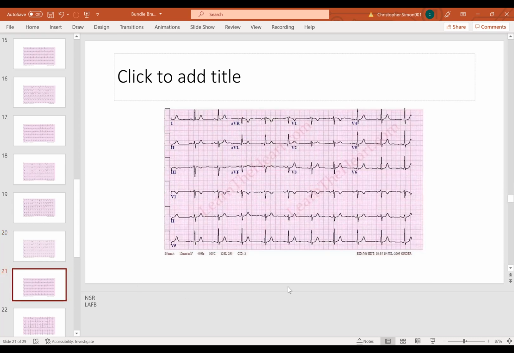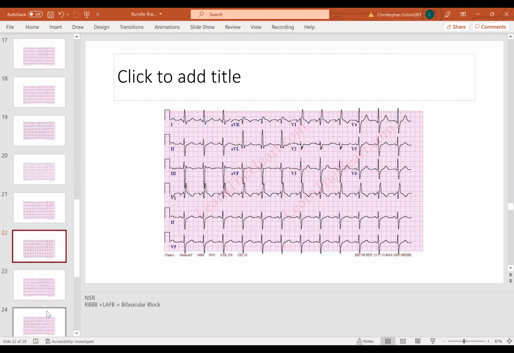So again, pretty much same thing going on here. This is going to be a sinus rhythm. It's got a left axis deviation because lead 1 is positive, AVF is negative. So if I have a left axis deviation, first thing I need to do is go to lead 2. Lead 2 is a net negative. So if I have negative deflection in lead 2 in the presence of a left axis deviation, I have a left anterior fascicular block.